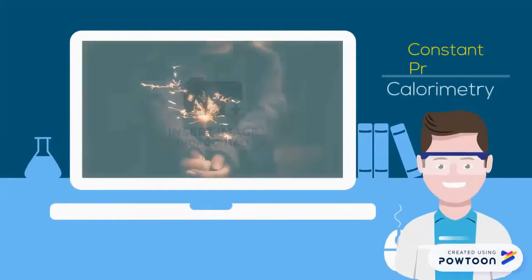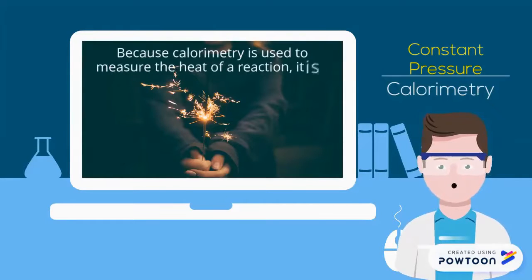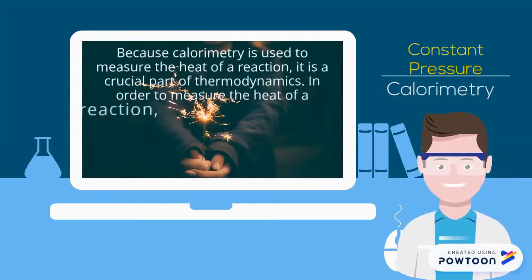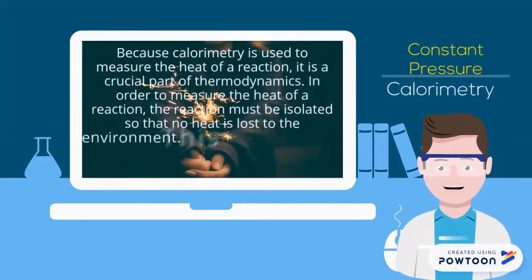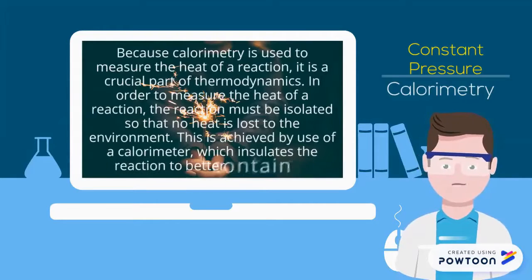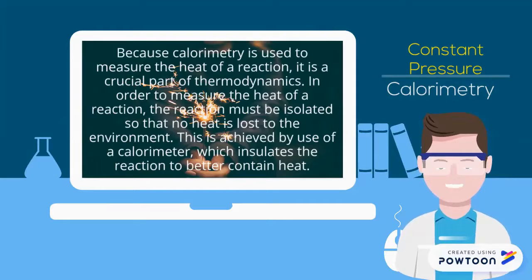Because calorimetry is used to measure the heat of a reaction, it is a crucial part of thermodynamics. In order to measure the heat of a reaction, the reaction must be isolated so that no heat is lost to the environment. This is achieved by use of a calorimeter, which insulates the reaction to better contain heat.